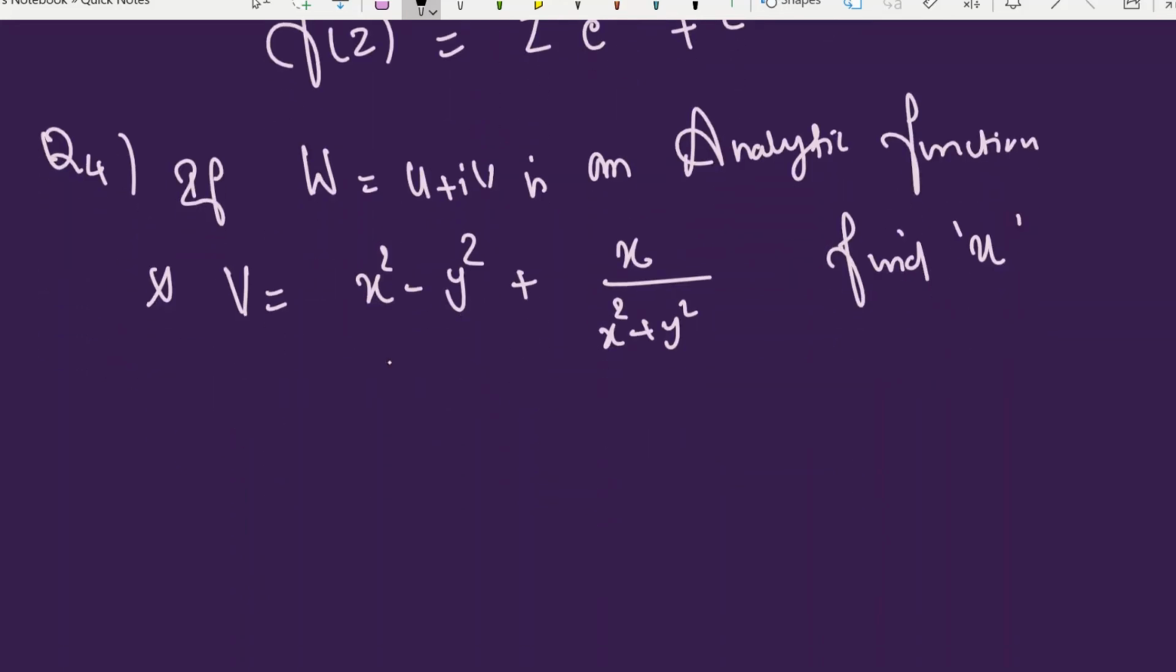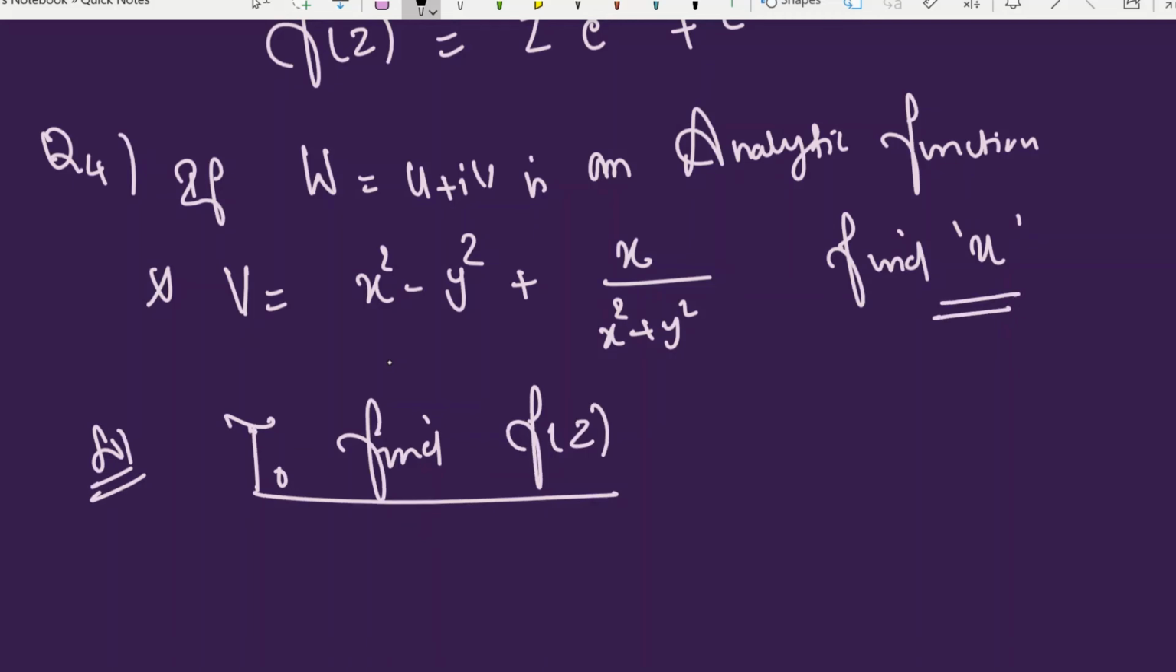But if we have to find u, for finding u itself we need the analytic function f of z. So again we have to use the Milne-Thomson method. So here the imaginary part is given, so we have to find f of z. First we should find f of z, then only we can get the u value, that is the conjugate value.